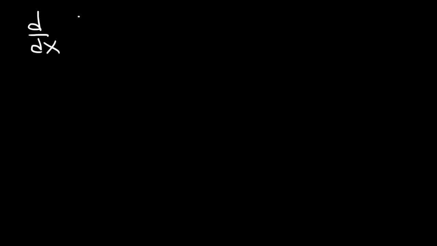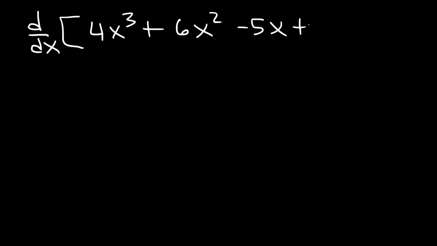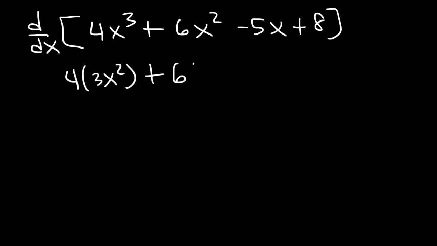Sometimes you may need to find the derivative of a polynomial function. Try this one, 4x to the third power plus 6x squared minus 5x plus 8. If you see this symbol, it's telling you to differentiate what's inside with respect to x. So the derivative of x cubed, we know it's 3x squared. The derivative of x squared is 2x. The derivative of x is 1, and the derivative of any constant is always 0.